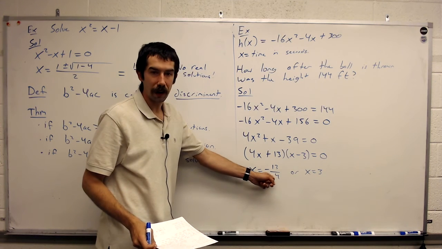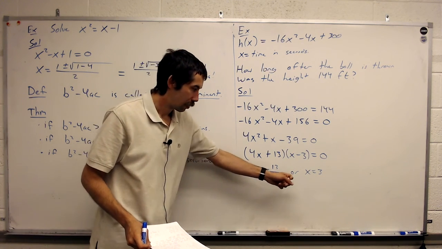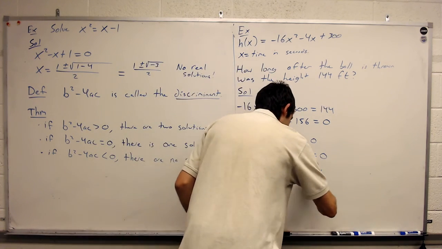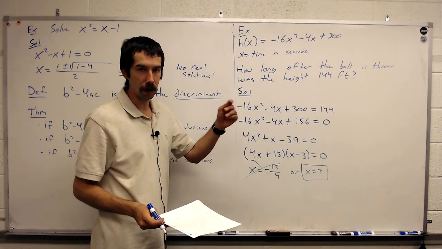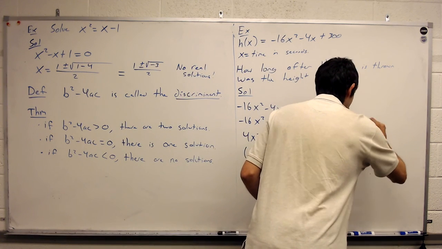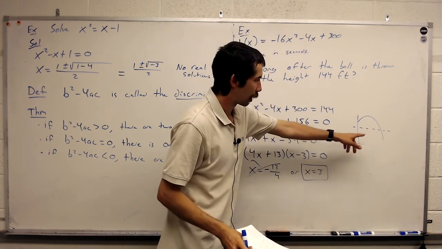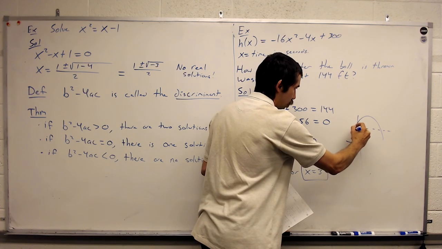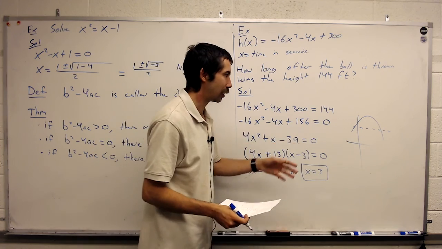This says the ball crossed that height in the past. It doesn't make sense in the context of our question. So I'm going to throw this one out, and our answer is after 3 seconds, the ball crosses 144 feet. What it looks like, it looks something like this. So this would be the 3 seconds mark. And if we continued our graph in this direction, that's the other point it crosses. So that doesn't make sense in the context of our question.